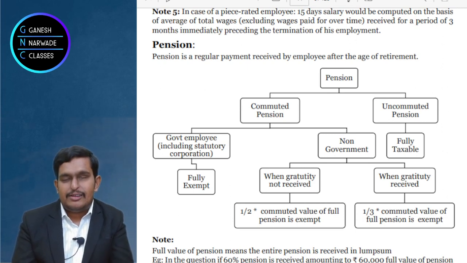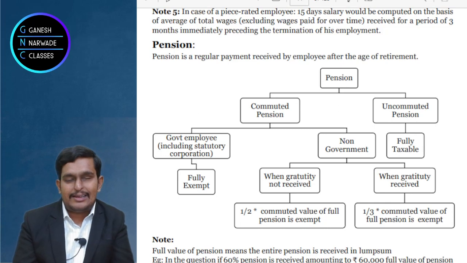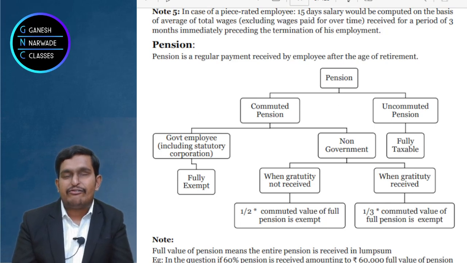But when you receive 1 lakh, is it 50% of pension commuted, or 100% of pension commuted, or 25% pension commuted? Many students ignore this, and that's where they make the mistake. So whatever you received into 1 by 2 is wrong treatment.